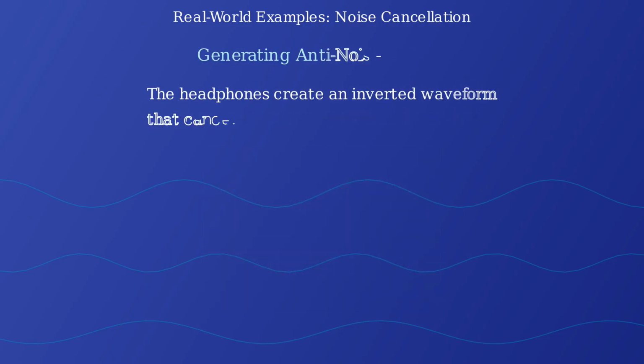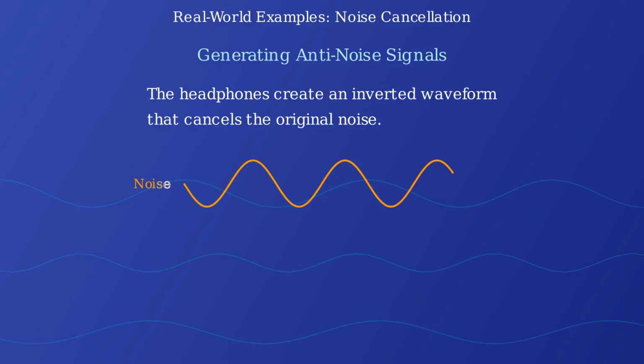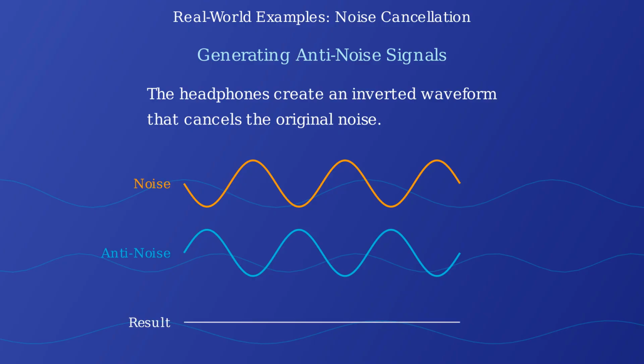Once the headphones analyze the ambient noise, they generate an anti-noise signal, essentially the same sound wave but inverted. When these two waves combine, they cancel each other out through destructive interference, resulting in silence.